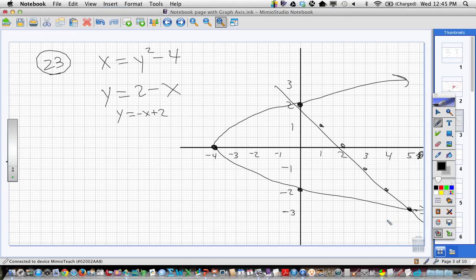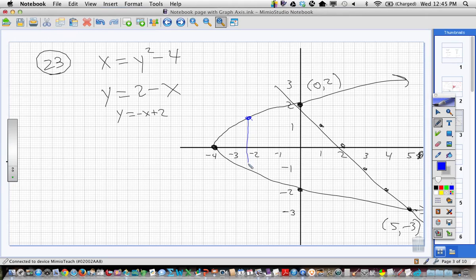So it crosses down here at what, 5, negative 3? And it crosses up here at 0, 2. So this is the region we're talking about. So in problem 23, you were supposed to do what? What kind of strips? Vertical. So do we have to split it up?